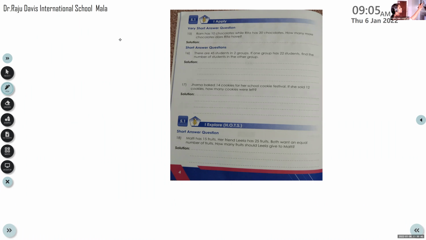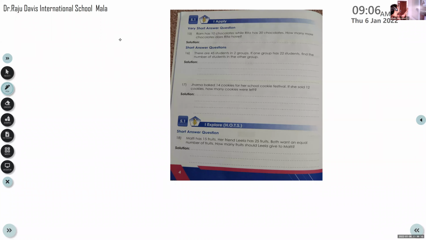Anirudh, please read the question. Question number 15. Ram has 10 chocolates, while Rita has 20 chocolates. How many more chocolates does Rita have? Yes, very good.